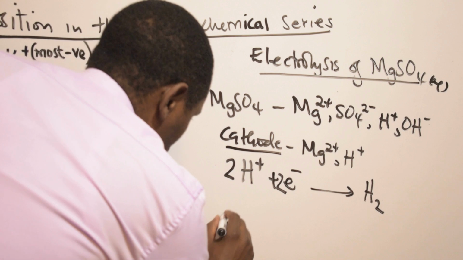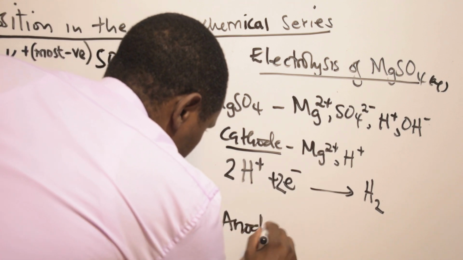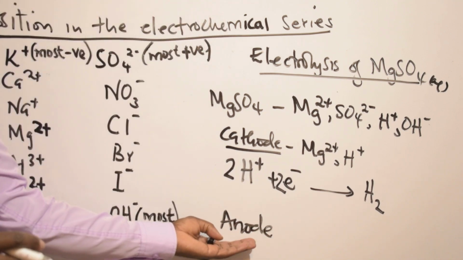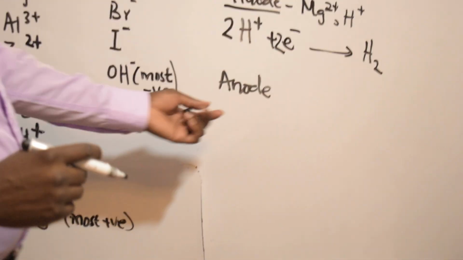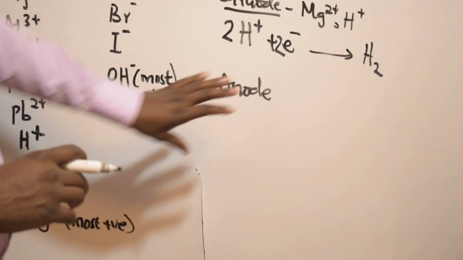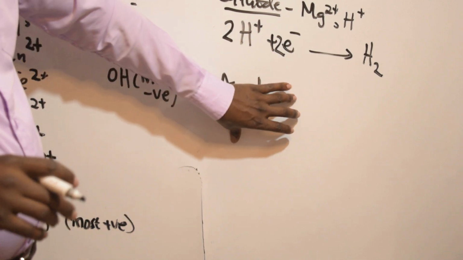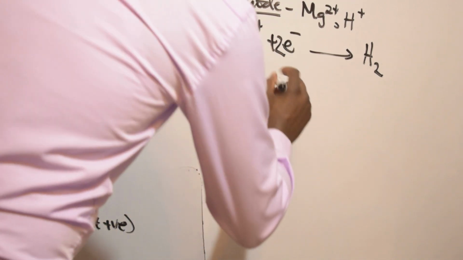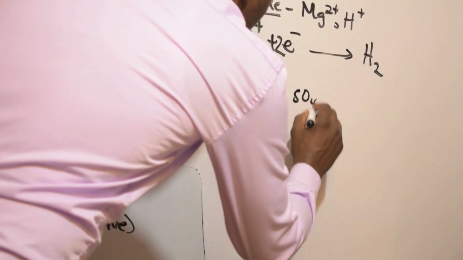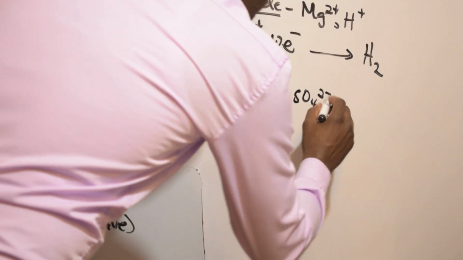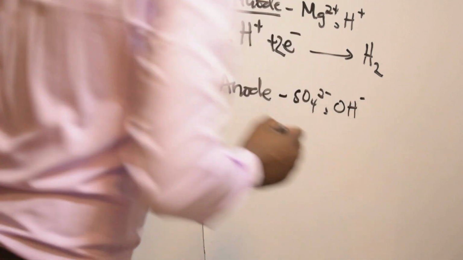Now, let me mention the anode. The anode, of course, is an electrode connected to the positive terminal of the battery. Being connected to the positive terminal of the battery, it will attract the negative ions. That means it will be attracting the anions. I'm going to have the sulfate ions, and I'm going to have hydroxide ions as well.